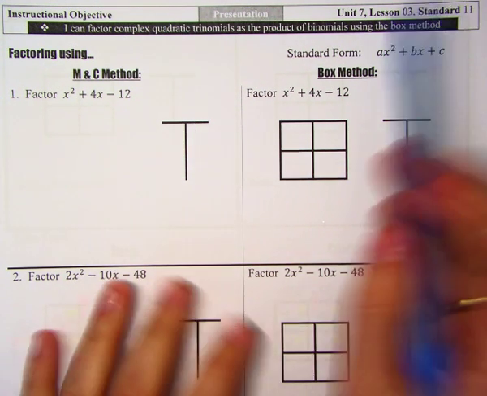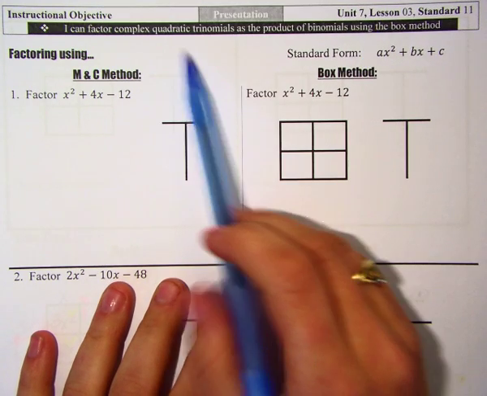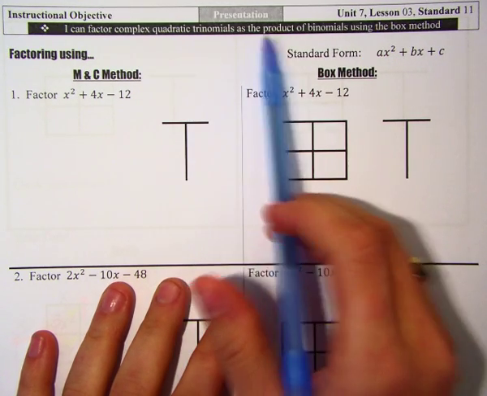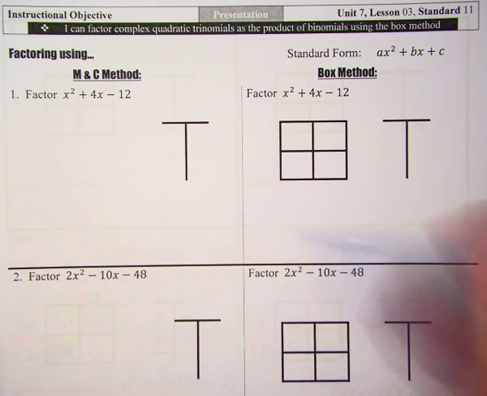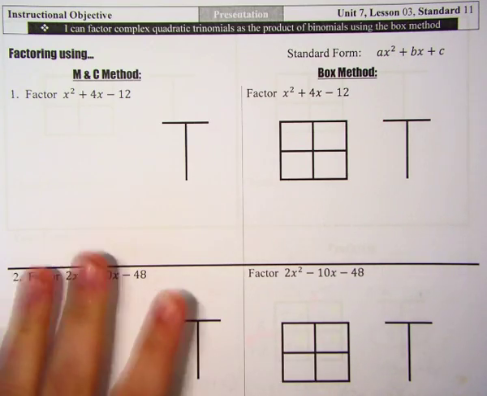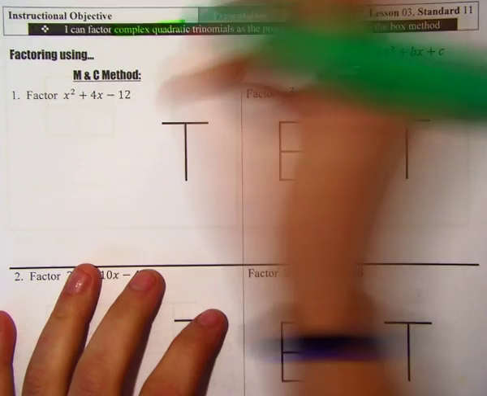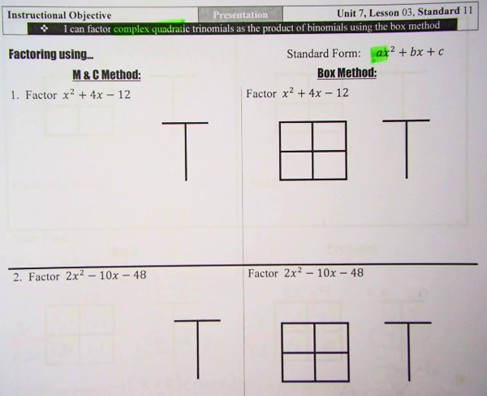Okay, this is lesson 7.3, which is factoring complex quadratics. And we're going to be using the box method to do that. So the box method, just so you know, comes in really handy when you're dealing with complex quadratics. And a complex quadratic is when a is not 1. Okay, so that's kind of the key.